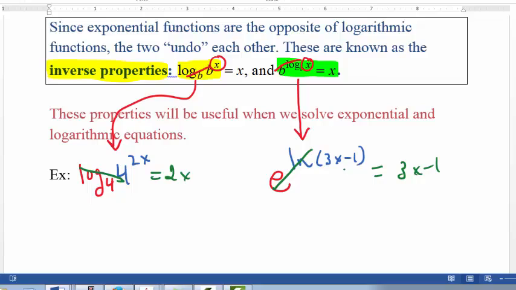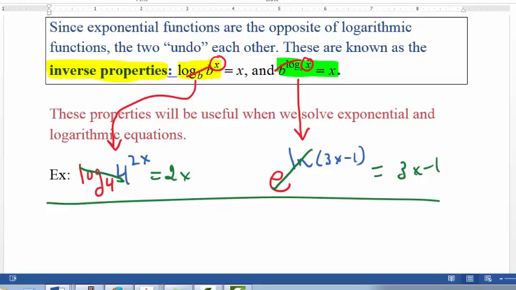They're going to help us isolate either this 3x minus 1 in this case or this 2x in this case. If we have an exponential function, we take the log of both sides. If we have a logarithmic function, we exponentiate on both sides. And we just end up with what we started with. So here we have 2x and there we have 3x minus 1. Those are the inverse properties.